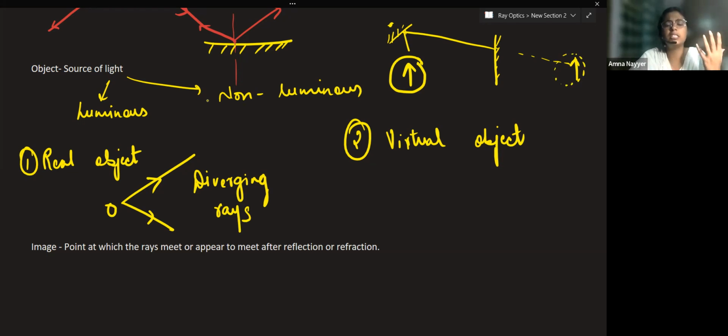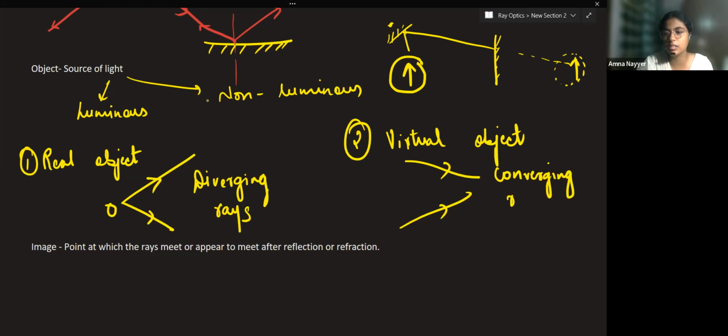When we say virtual and real, in normal English language also, real means something that is present, virtual means that which is not present. We also refer to online classes as virtual classes. So similarly, this becomes your virtual object this time. This is not an object that is present. This is a real object, but since it is becoming a source of light, we say it's a virtual object. And if you have a virtual object in space anytime, the rays are converging rays.